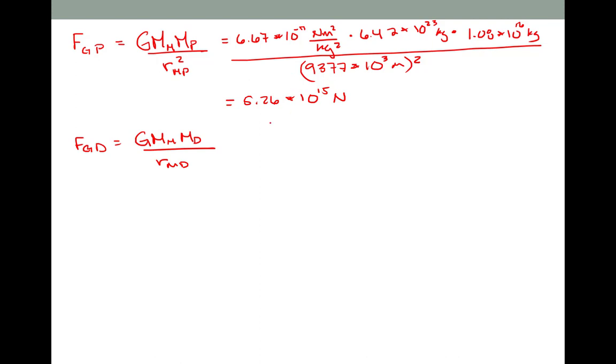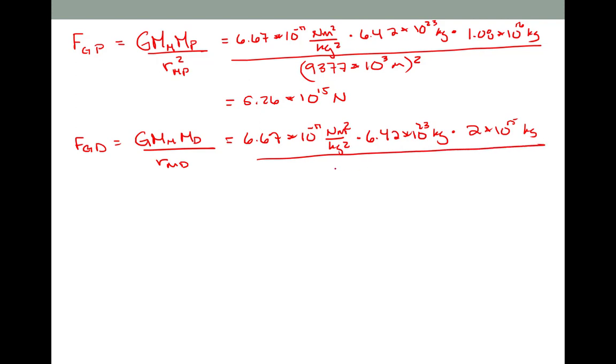I'm now going to find the magnitude of the force between Mars and Deimos, doing the exact same calculation, but plugging in the values for Deimos's mass and its distance. Oops, I skipped a line. There we go. And that works out to be 1.56 times 10 to the 14th newtons.